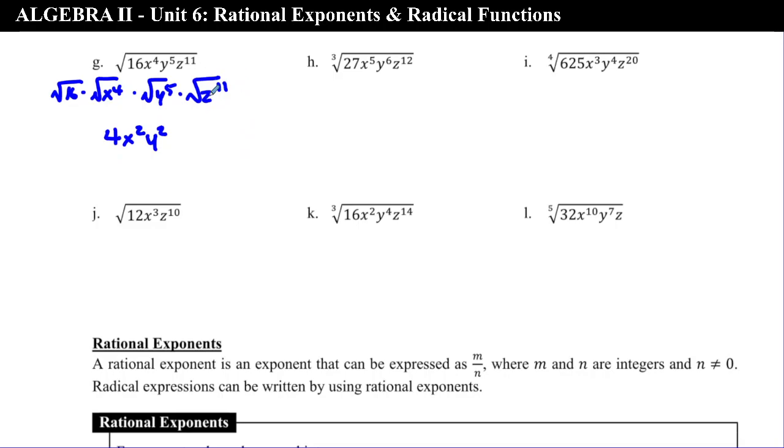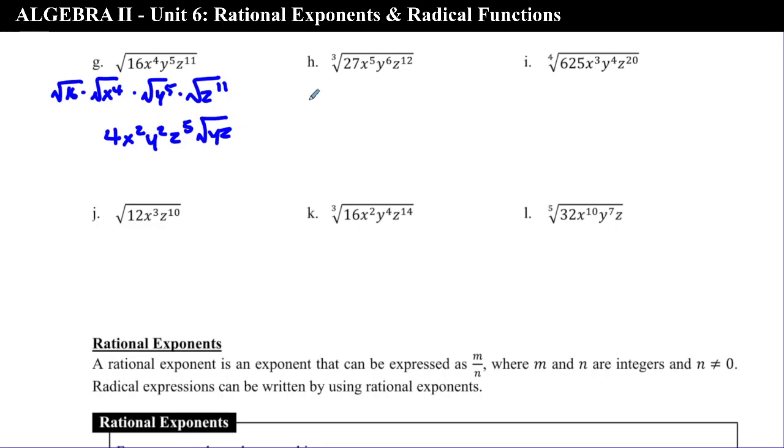Same thing for the z. Z to the 11th, square root of it, 11 divided by 2, you have z to the 5th with a remainder of 1z left over. So whatever variables were left over, those stay in your square root. So we had 1y left over and 1z left over. So those go in your square root.